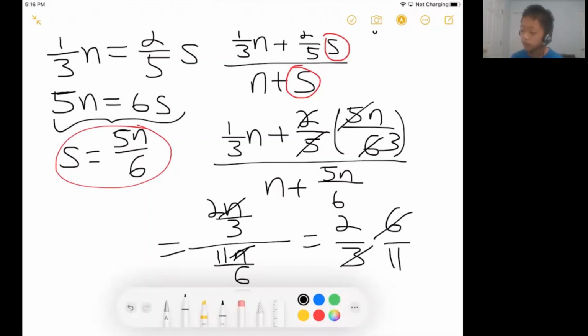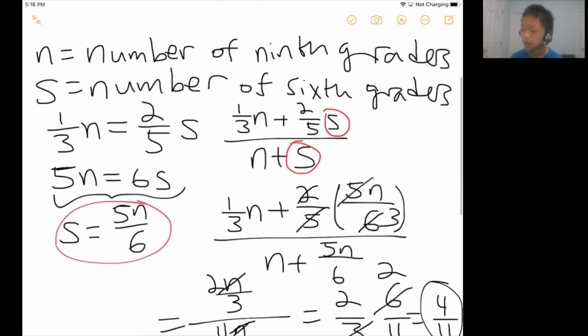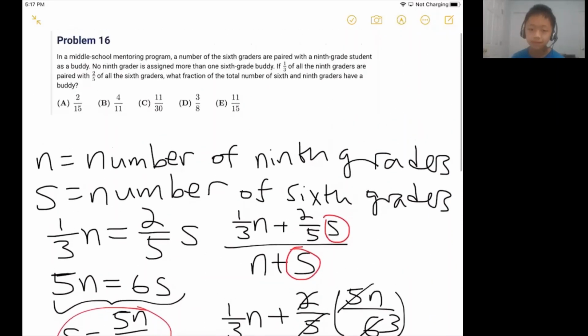So we can cancel off a factor of 3. So 2 times 2 over 11, which would be 4 over 11. And that would be choice B.